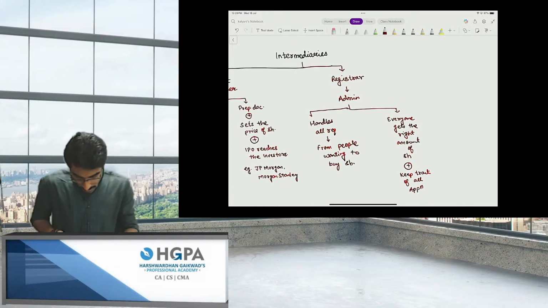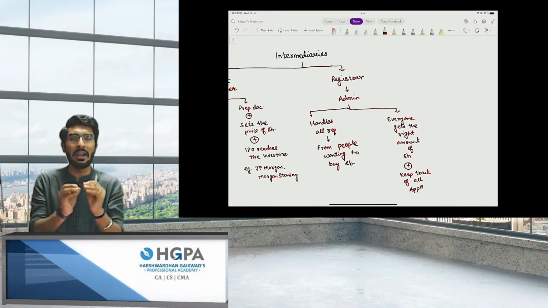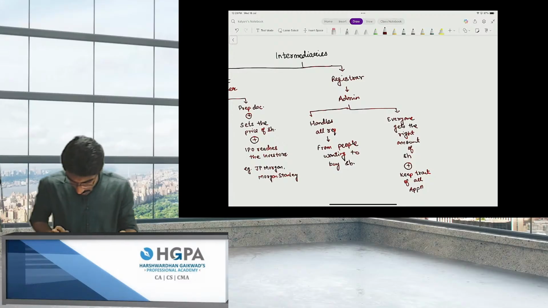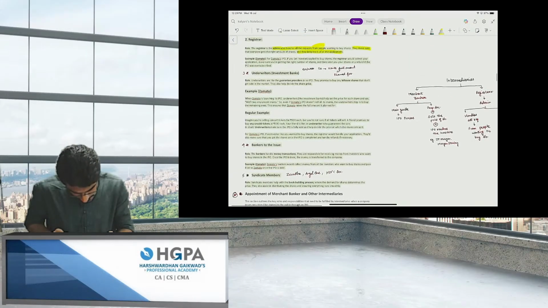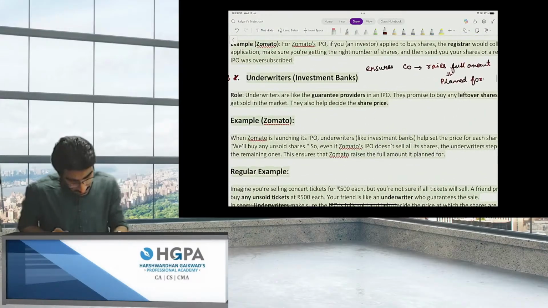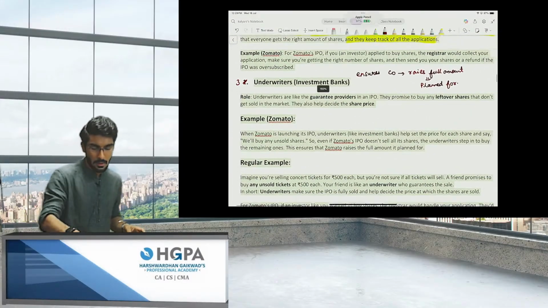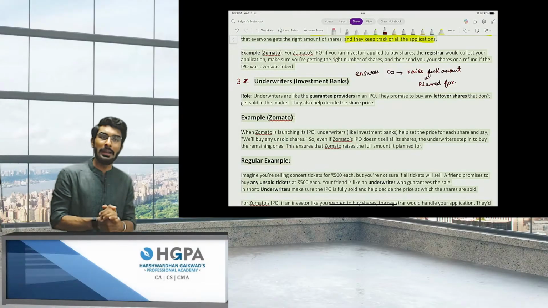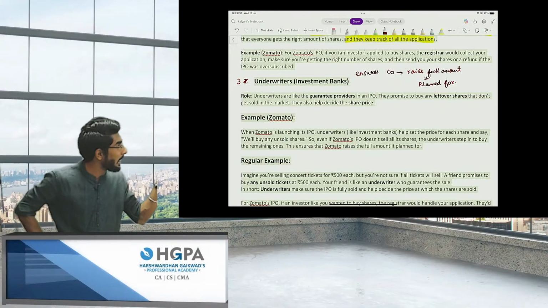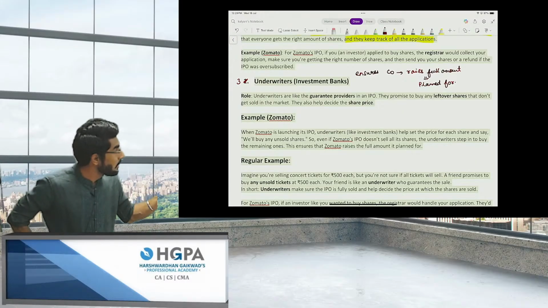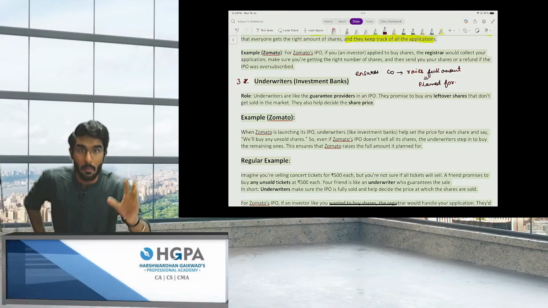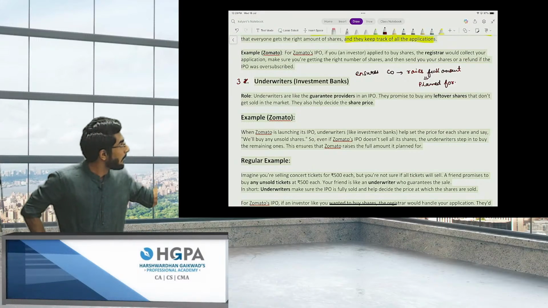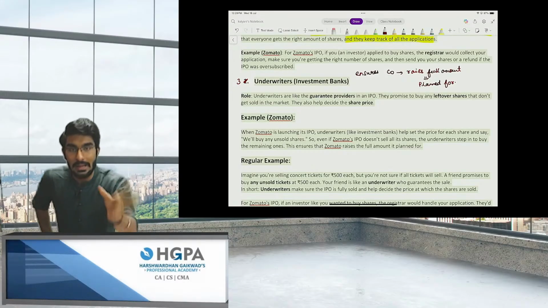Cool people? Now, the next intermediaries is my favorite people, favorite. I will tell you why. Next is underwriters people, underwriters. People, underwriters are like insurers. They ensure that company is able to raise the entire capital that it wants to raise. They ensure that company raises the full amount that it had planned to raise.